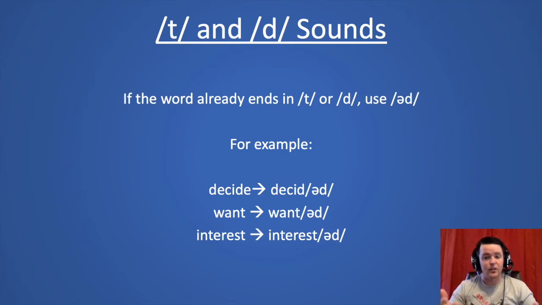Interest ends in a taco sound already, so we pronounce the ED how it looks: interested. Now, a note about pronunciation. I'm American, and Americans will make this T sound very soft in the middle of a word. So decided is normal, but want, wanted, it looks like wanted, which is more a British pronunciation, but wanted and interested, that T sort of becomes very soft in the middle.